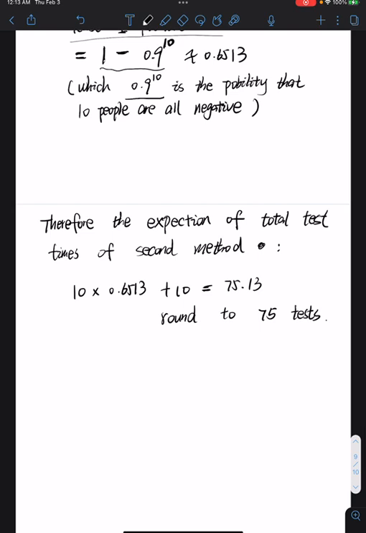And then we need to calculate the average number of tests in the second method. Since we have 10 groups and each group has a probability of 0.6513 of being positive, this part calculates the tests we need for the individual people in the group, and plus 10. This 10 is the necessary test for the 10 groups. So finally we will get 75.13, which is the average number of tests for the second method, and then we can round it to 75 tests.